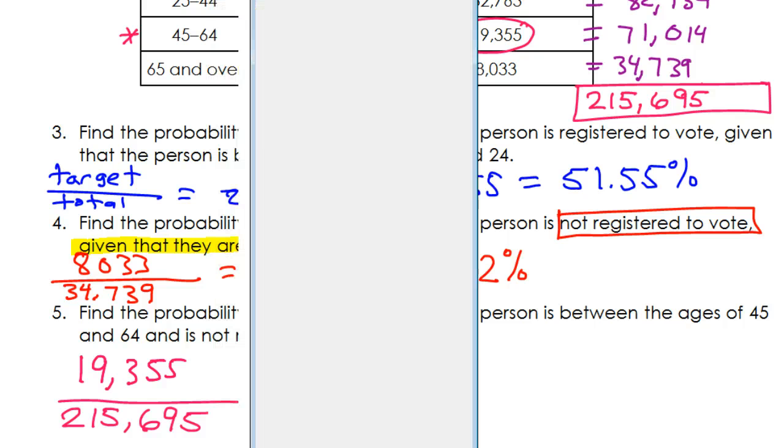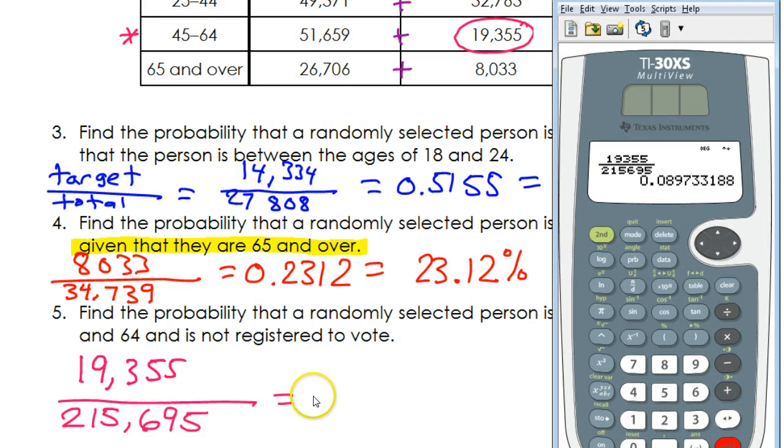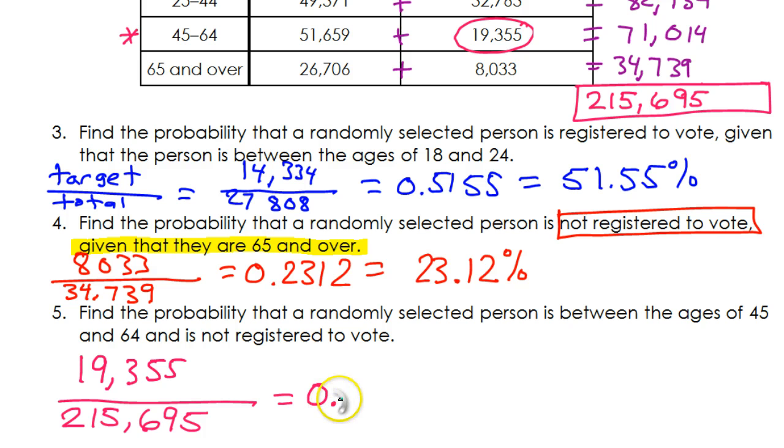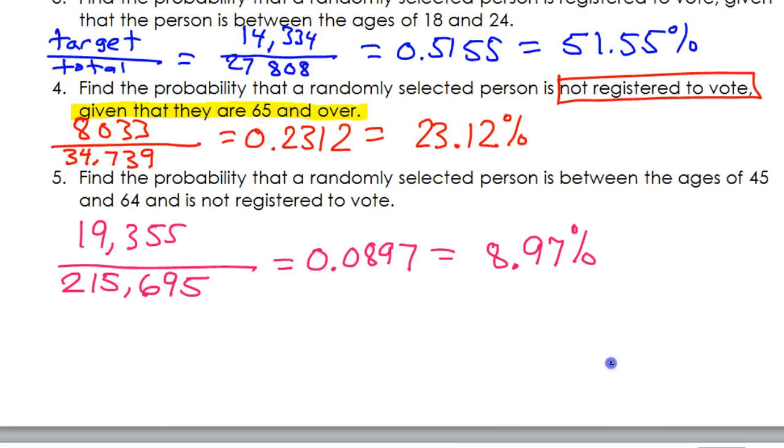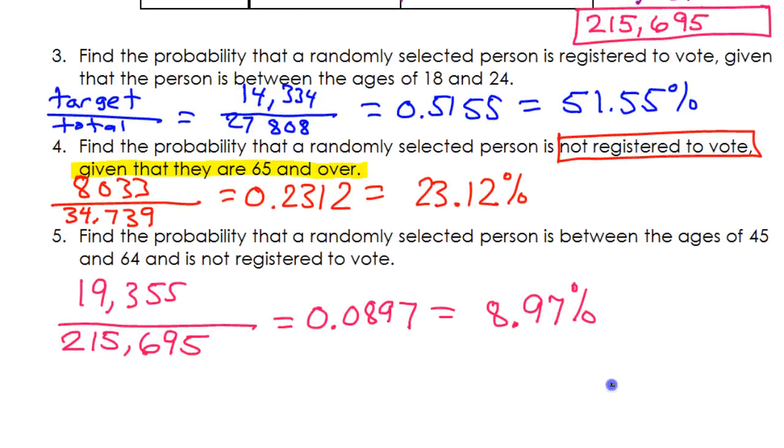Okay, so there you go. 0.0897. By the way, always use 4 decimal places when you're writing the decimal form. That way, when you turn it to a percent, you still have 2 decimal places. So when I move this over, this becomes 8.97%. Alright, and that is the answer for number 5.